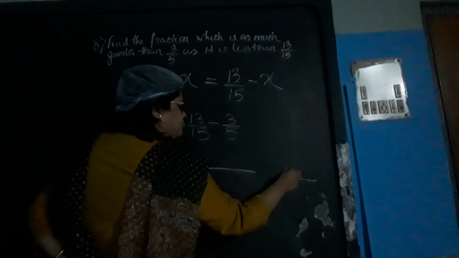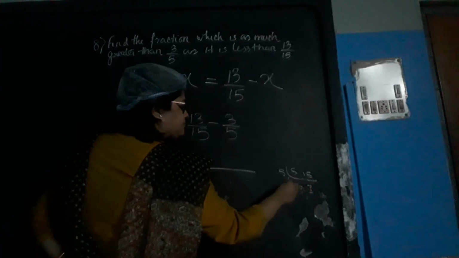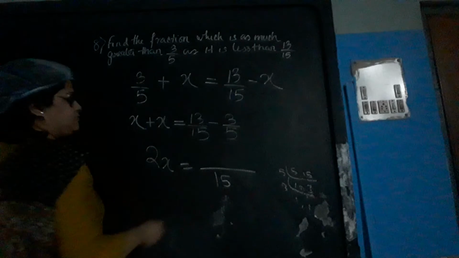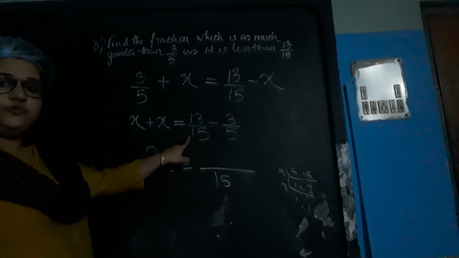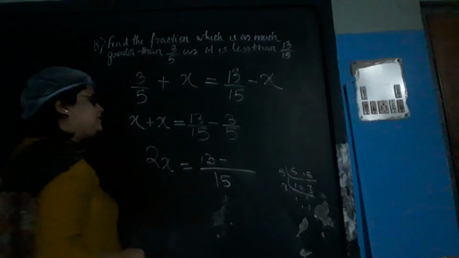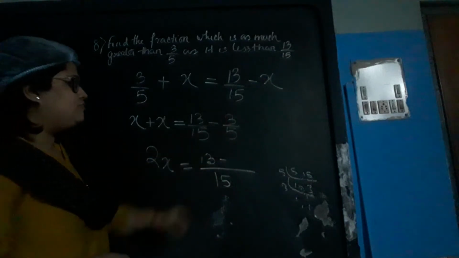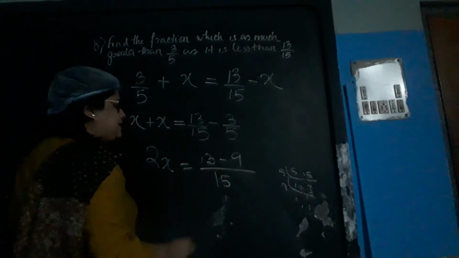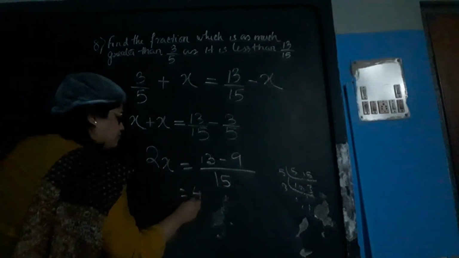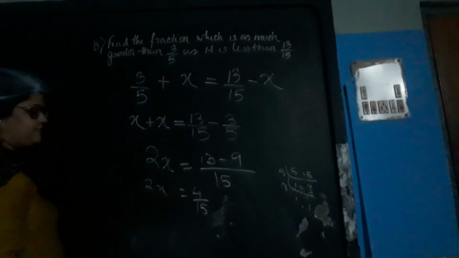So for 5 and 15, the LCM is 15. So 15 into 1 gives you 15. That 1 multiplied with the numerator gives you back 30. Minus, 5 3s are 15. That 3 multiplied over here, 3 3s are 9. So the result is 13 minus 9, 4 by 15. So 2x is equal to 4 by 15.